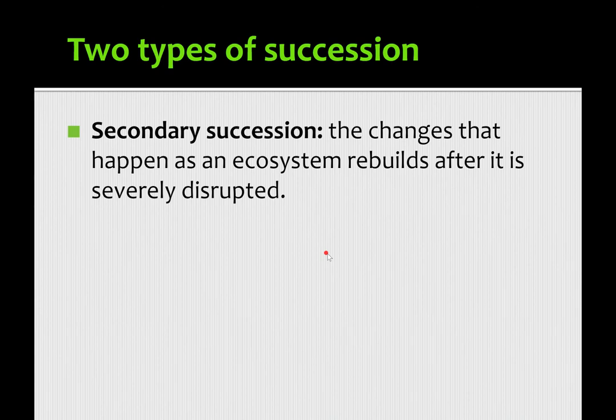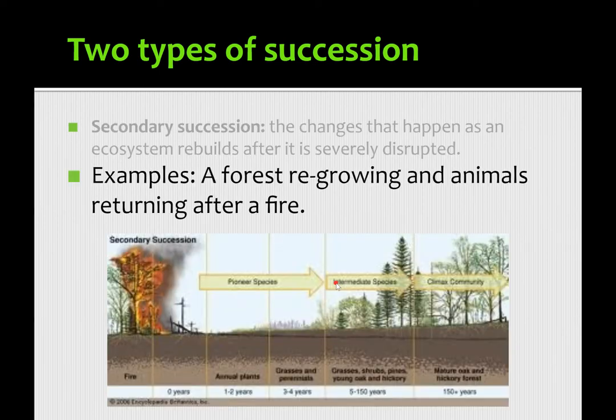The second type of succession is called secondary succession. This is when the ecosystem rebuilds itself after it has been disrupted. So we're starting from scratch, but not complete barren rock, nothing-there scratch. There's still soil. For example, secondary succession may happen after a forest fire, either intentionally or unintentionally. Fire comes through and maybe burns down the forest. There's still soil, there's still other plant matter, but we do have to build again.